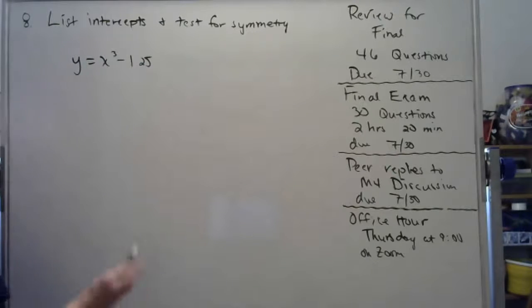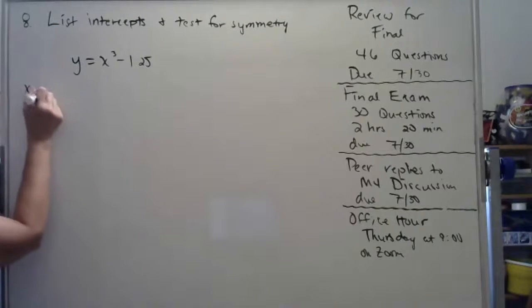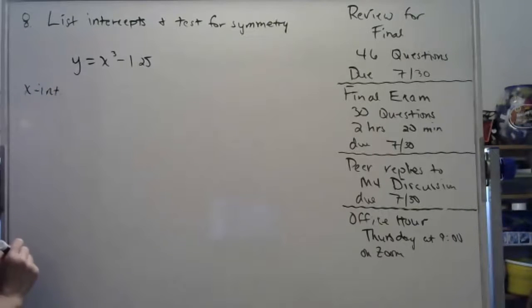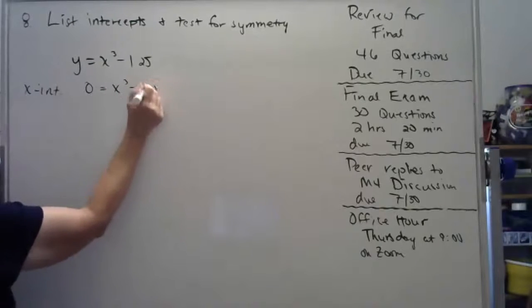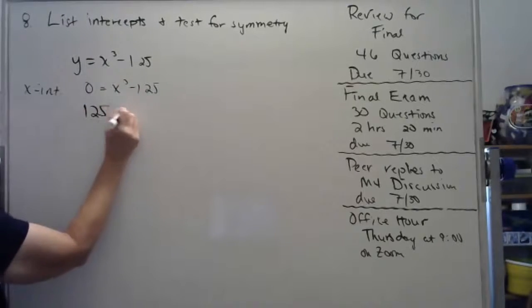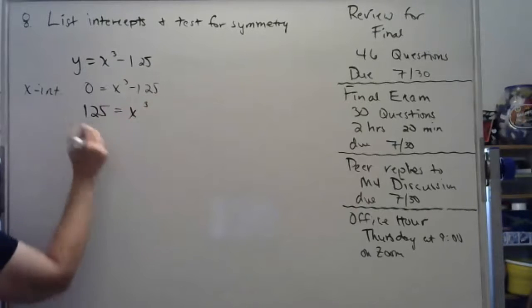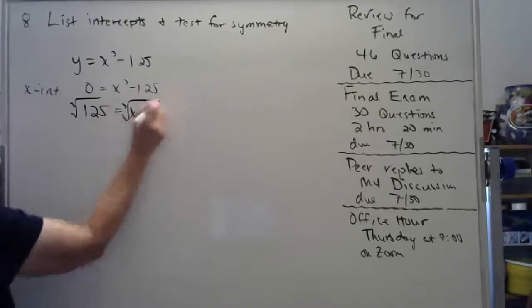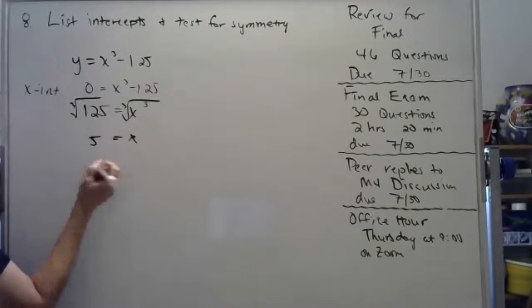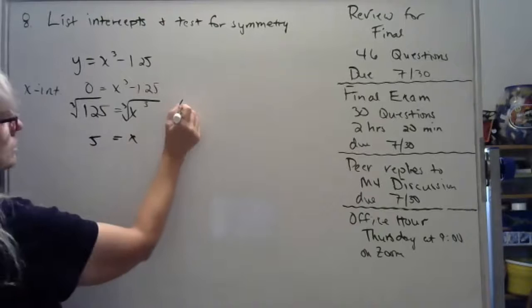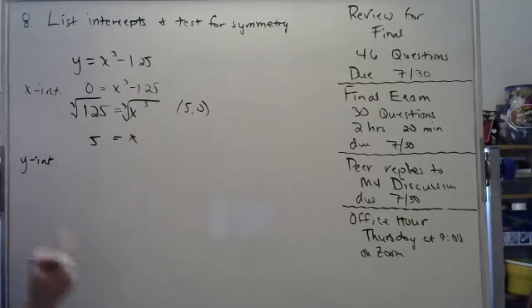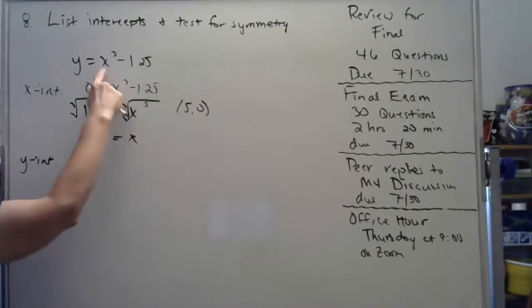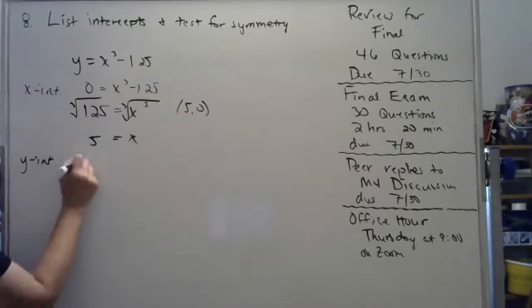So, okay, how do I find intercepts? So how do I find the x-intercept? Y equal to 0. Yep, so we're going to see 0 equals x cubed minus 125. So 125 is equal to x to the 3rd. And then we'll cube root both sides. It works out nicely. We get x equals 5. So the x-intercept is (5, 0). The y-intercept is the easier one for this equation because we're going to let x be 0. We can see that y is negative 125.